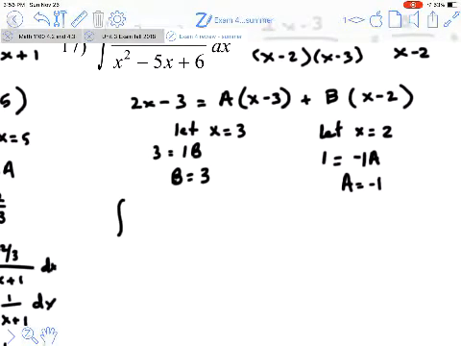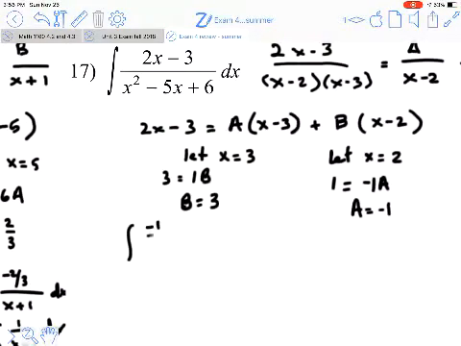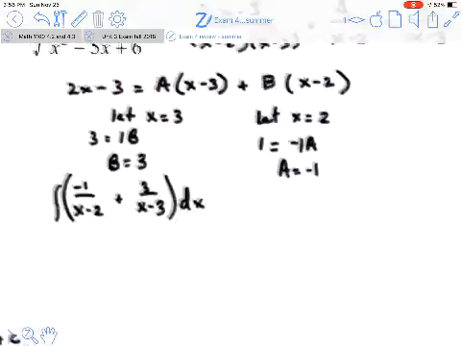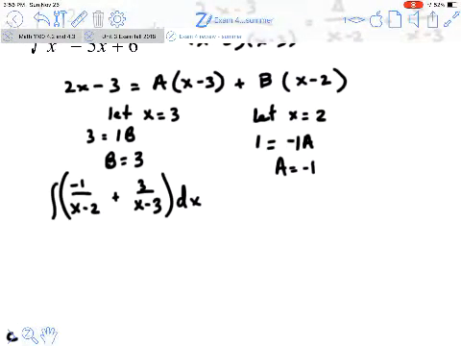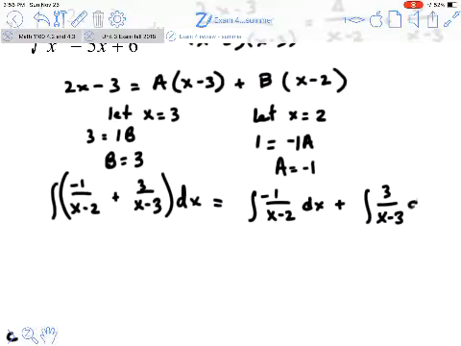So this original problem can be split up into its two separate partial fractions, a over x minus 2 plus b over x minus 3. And then we could write this as two separate antiderivatives. So the antiderivative of negative 1 over x minus 2 plus the antiderivative of 3 over x minus 3.